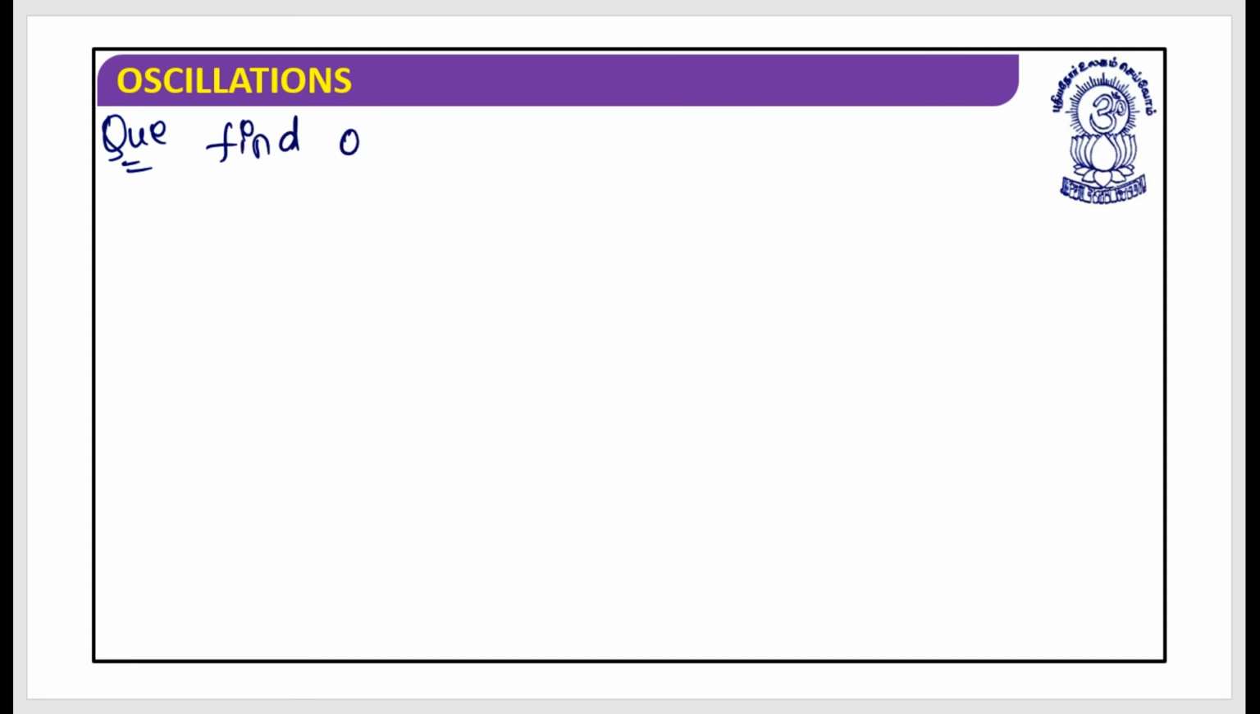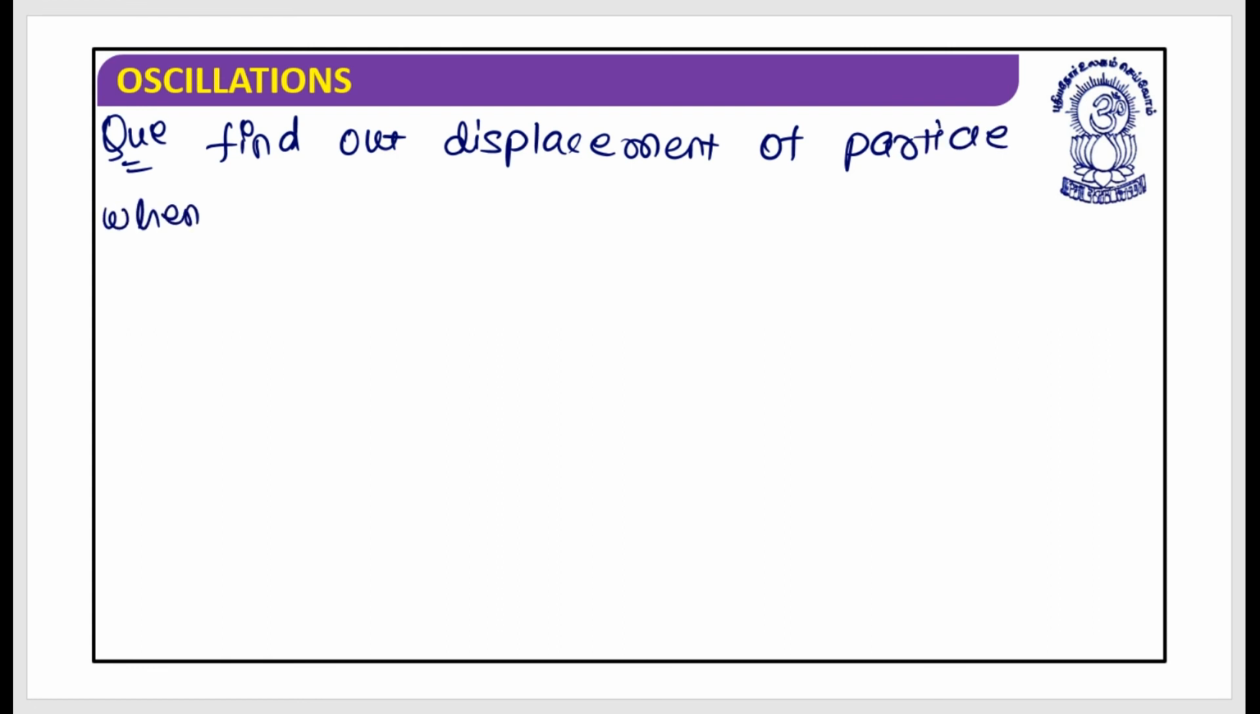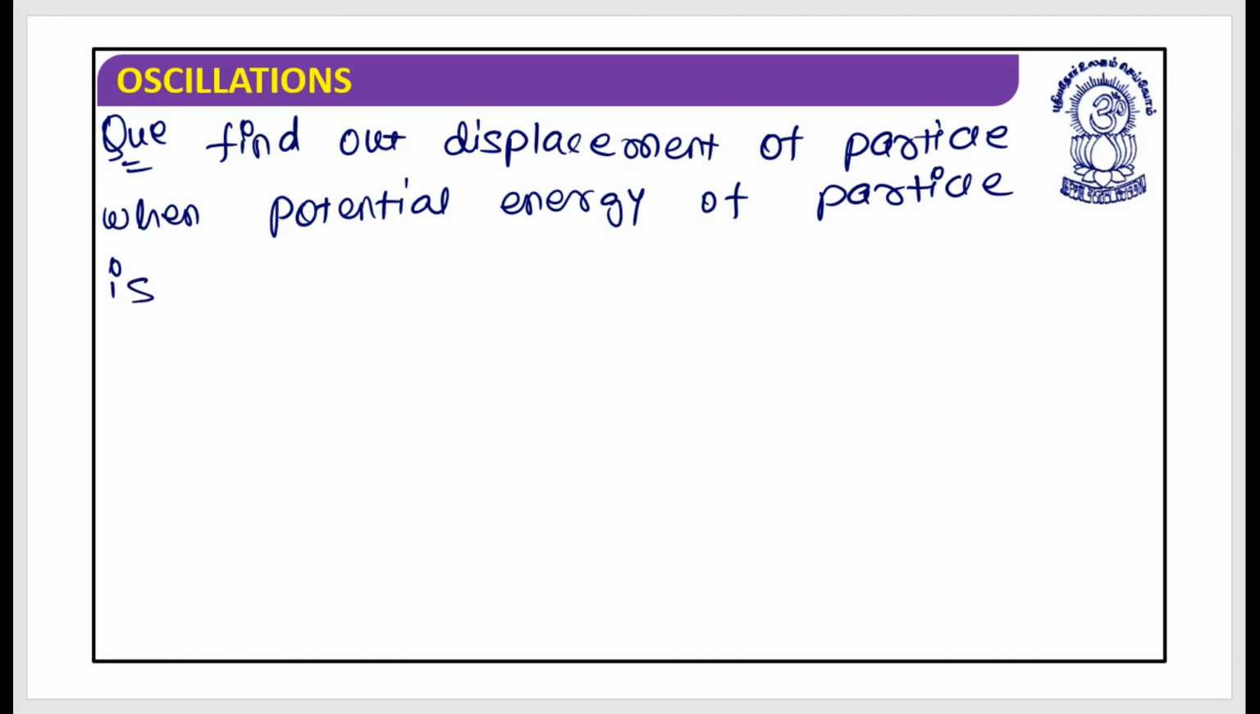The question says: find out the displacement of a particle when the potential energy of the particle is 3/4 of the kinetic energy. You need to find out the displacement. How will you do it?